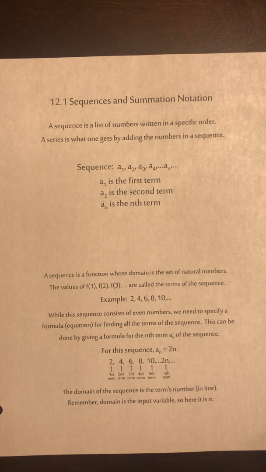So it says a sequence is a list of numbers written in a specific order. This week, as we get into talking about sequences, and you might remember this from last year in Algebra 2, there are several different types of sequences. We will talk about the arithmetic sequence. We'll also talk about the geometric sequence. But really a sequence is just a list of numbers written in a specific order. A series is what one gets by adding those numbers in a sequence together.